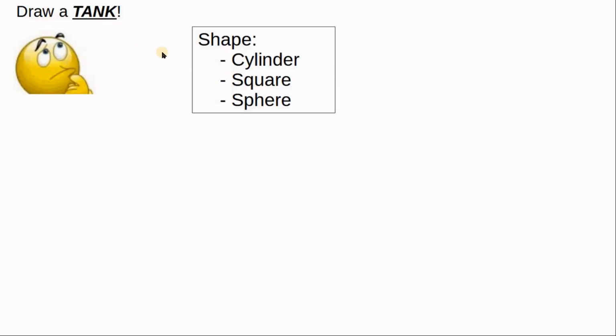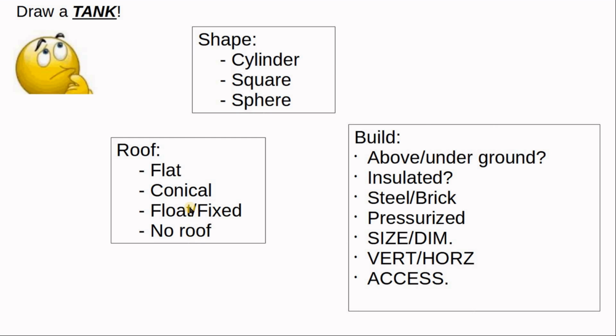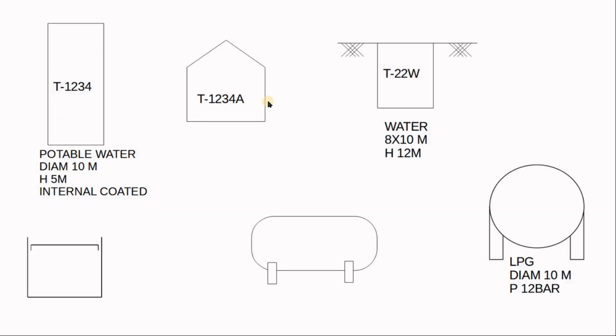Before you draw a tank, you have to think about what the shape of this tank is. Is it a square, sphere, cylinder? Is it a flat roof, fixed roof, no roof? Is it above the ground, under the ground? Each one of these scenarios may have a different shape. It's a cylinder with a flat roof, a cylinder with a conical roof, underground, horizontal, and a sphere.